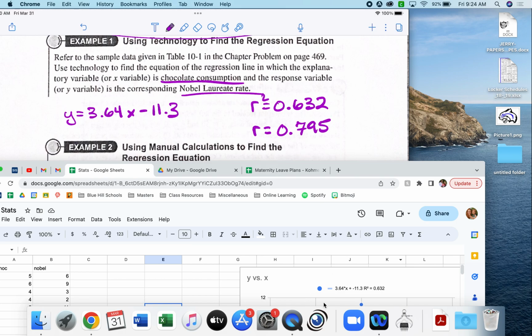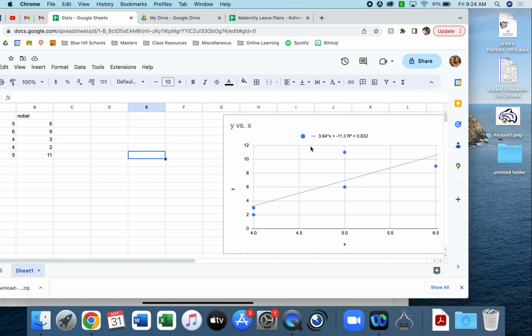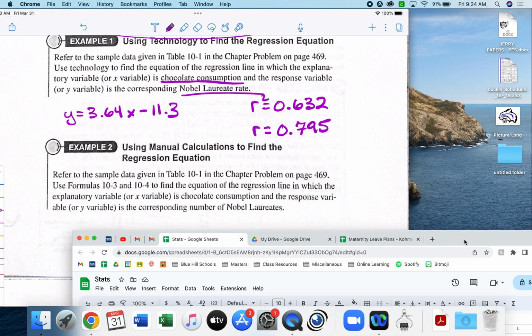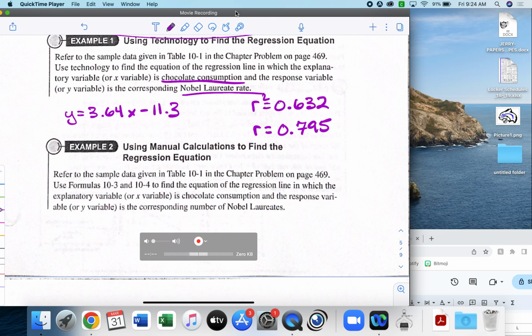Those are the pieces of information that they spit out on the top here. I don't know if you can see this chart very well. I can't zoom in very well. Right here at the top. So 3.64x, that's like mx plus b, but b is negative, so minus 11.3. That's where I get that formula from. So that's where you will need to get that.